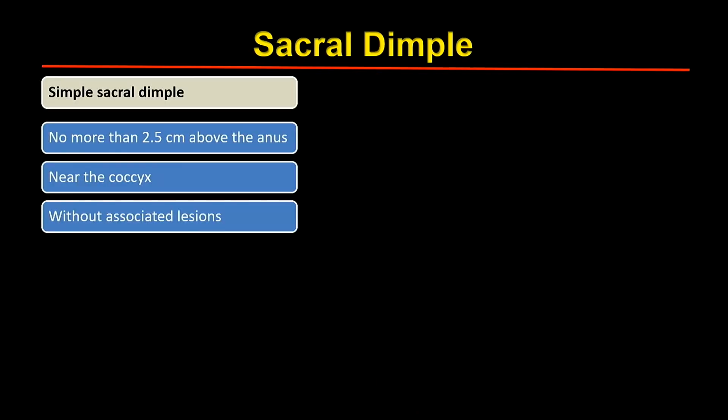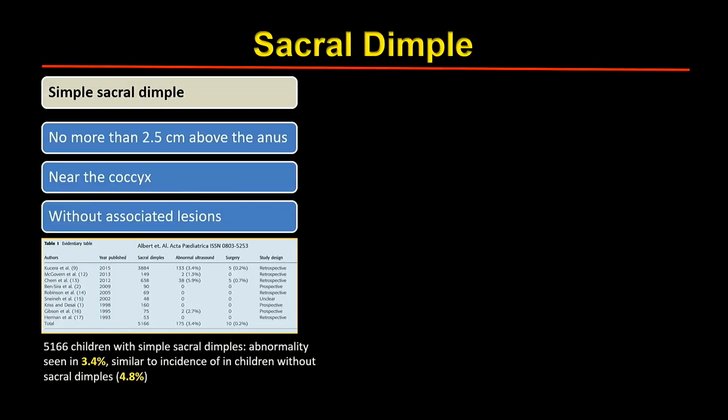Let's talk about sacral dimple. We get a lot of requests to image sacral dimple with ultrasound. So how do we define a simple sacral dimple? A simple sacral dimple is one located at the coccyx, no more than 2.5 centimeters above the anus, with no associated cutaneous mass. A recent meta-analysis concluded that the incidence of spinal anomalies in kids with a simple sacral dimple is similar to that in patients without a sacral dimple. Which means spinal ultrasound should not be routinely performed in kids who have a simple sacral dimple.